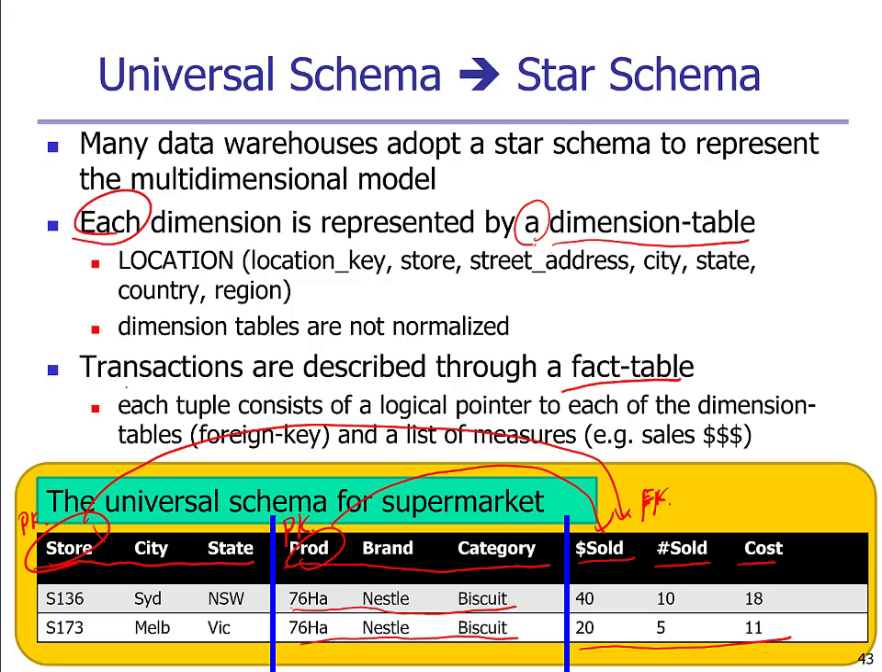Transactions are described through a fact table. Here, each tuple consists of a logical pointer to each of the dimension tables, as the foreign keys, and a list of measures like the dollar sale. So we will see an example first, and then we go back to explain this in more detail.